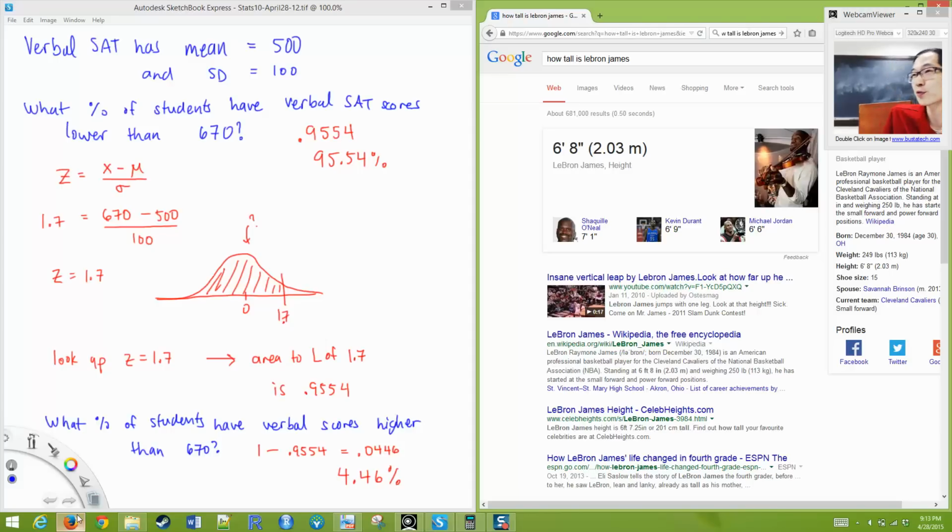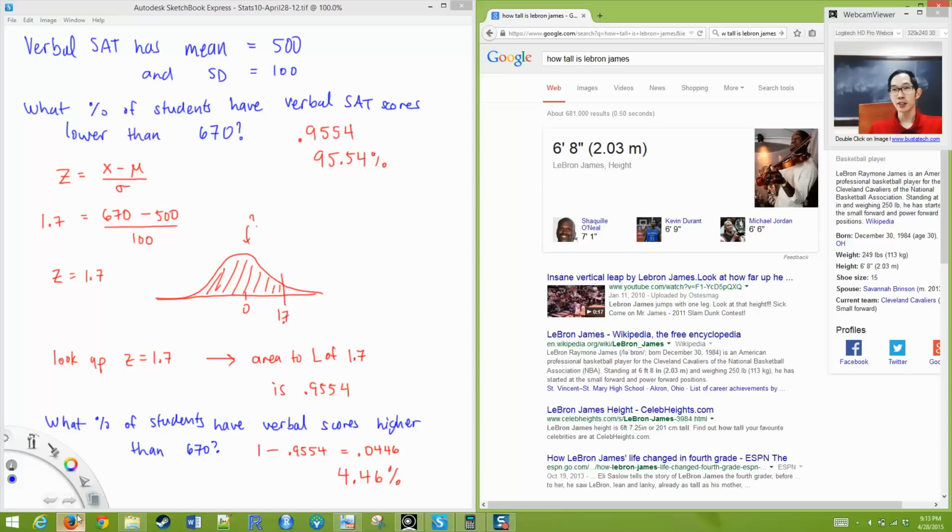Like 99 point something percent, right? How many people are taller than LeBron James? Not very many. That's the related question, right? So we're going to say 99% of Americans, probably more than that, are shorter than 6'8", have heights lower than 6'8". What percentage of Americans have heights higher than 6'8", or higher than 2.03 meters? And you would say less than 1%, right? If over 99% have heights lower than that, then less than 1% have heights higher than that, okay?